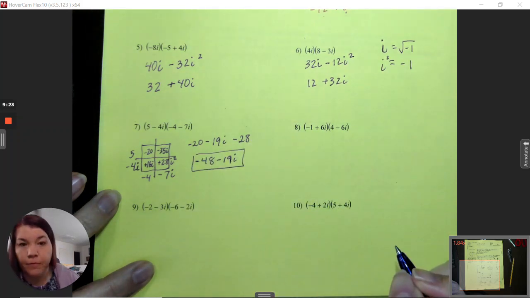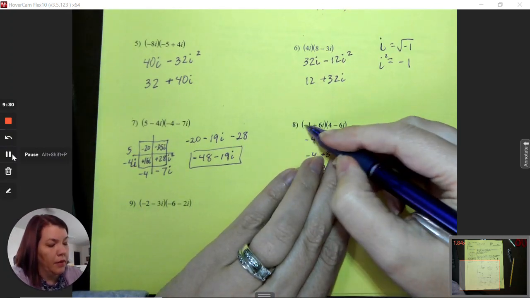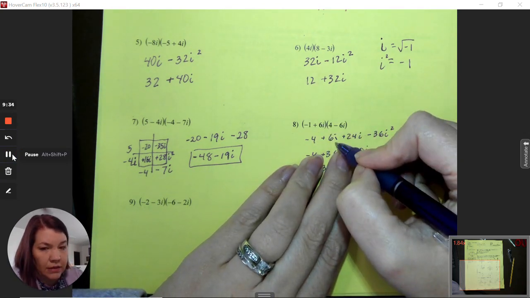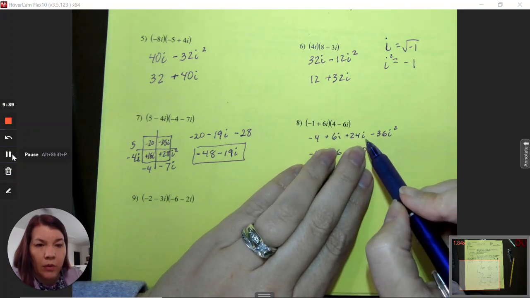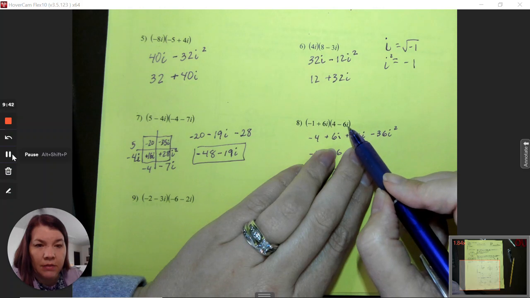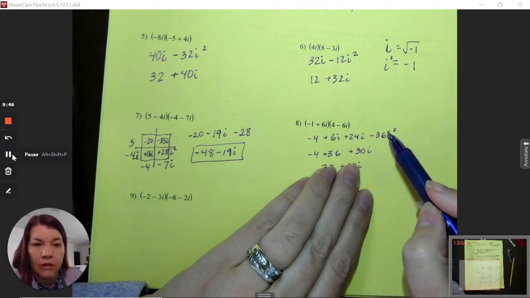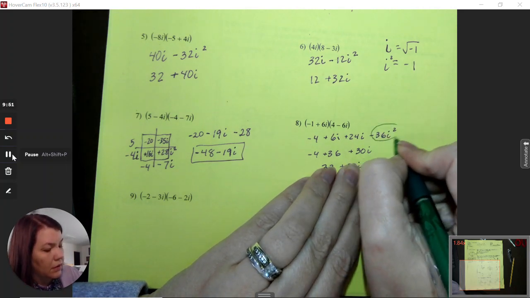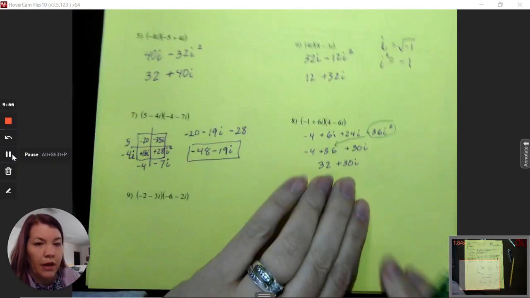Okay, now go ahead and try 8. Okay, so I distributed. -1 times 4 is -4. -1 times -6i is positive 6i. Positive 6i times 4 is 24i. Positive 6i times -6i is -36i squared. Then I rearrange. -4 plus 36, because that becomes positive, and then 6i and 24i makes 30i, and then there's my answer.